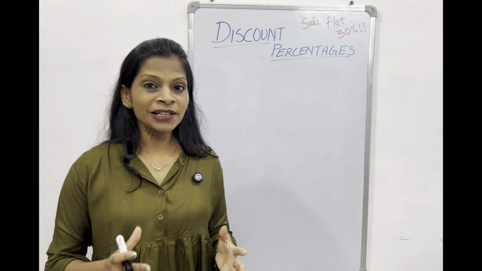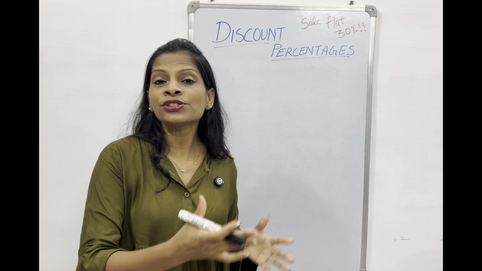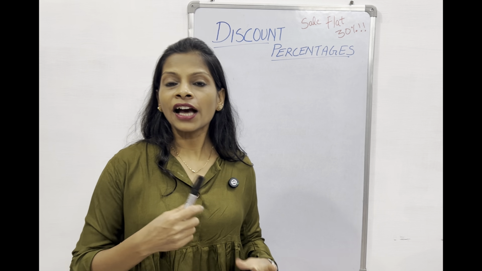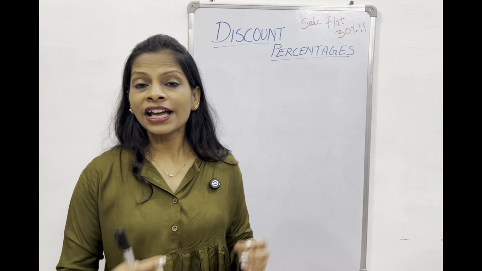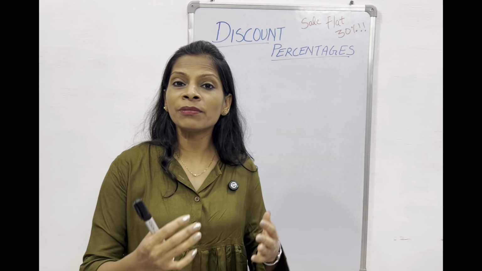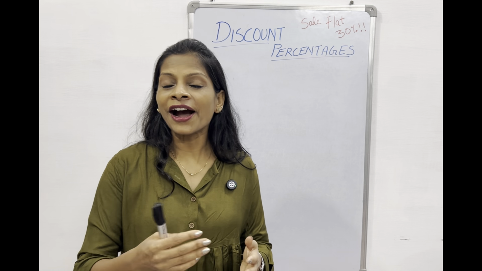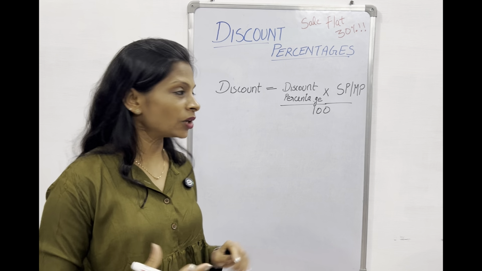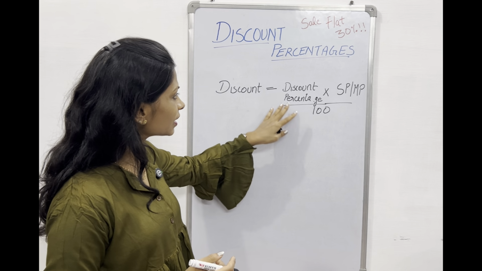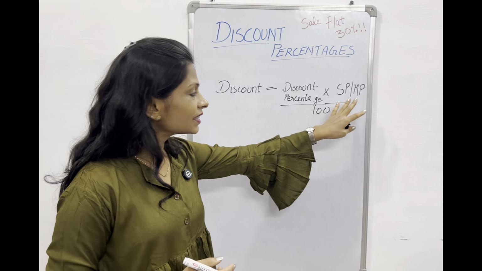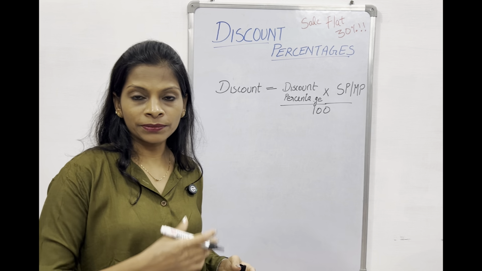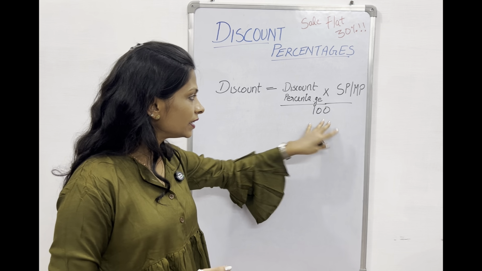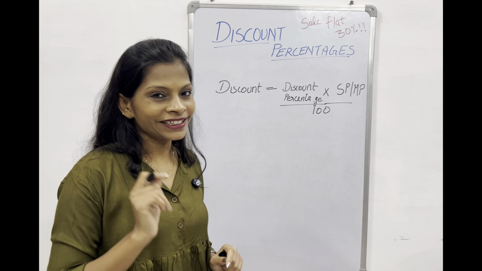A discount is the amount by which the original price of an item is reduced. Let's understand with a few examples how we calculate the discount percentage and how we calculate the actual amount that the person has to pay after the discount is applied. The formula for finding the discounted amount is: discount equals discount percentage times the selling price or the mark price. If the mark price of, let's say, the t-shirt was $500, then write the original amount divided by 100. Let's apply it in a few examples.